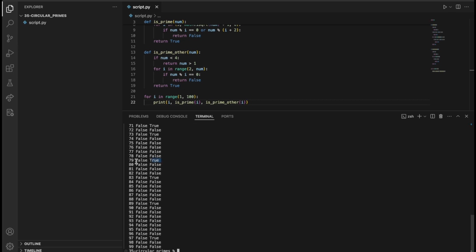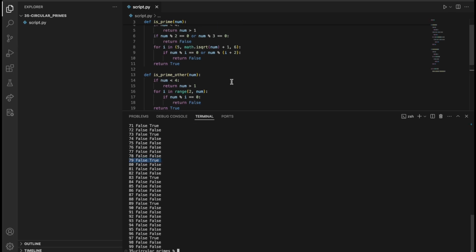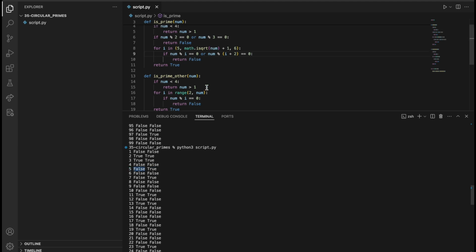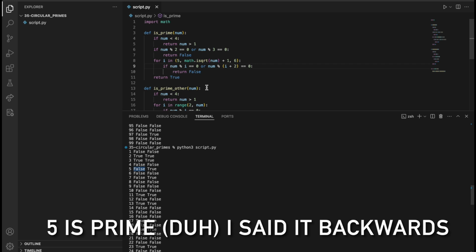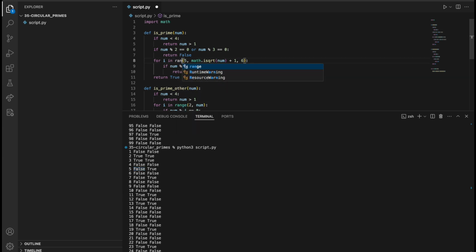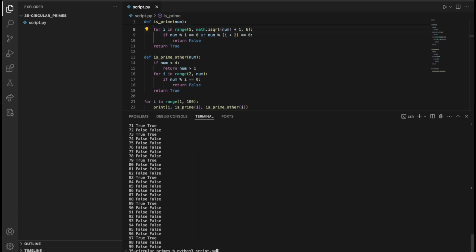Okay, so we have some differences right here. Not sure why that is. Oh, okay, that should be 0. Okay, looks pretty good. Doesn't seem like there are any discrepancies. Oh, we have some discrepancies right here. Our first function is saying that 5 is prime, even though it is not. We're starting at, oh, range. Oops. Okay, it's looking good now.